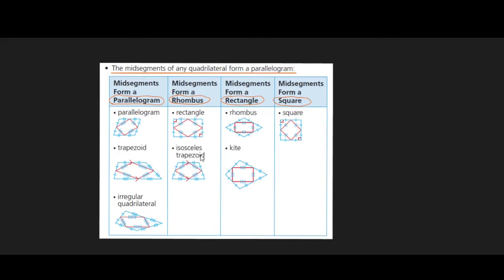For a rectangle and isosceles trapezoid, the shape formed by the midsegments is a rhombus. For a rhombus and a kite, the shape formed by the midsegments is a rectangle, and a square forms another square when the midsegments are joined together. All these special properties help us in identifying angles and sides depending on the nature of the question.